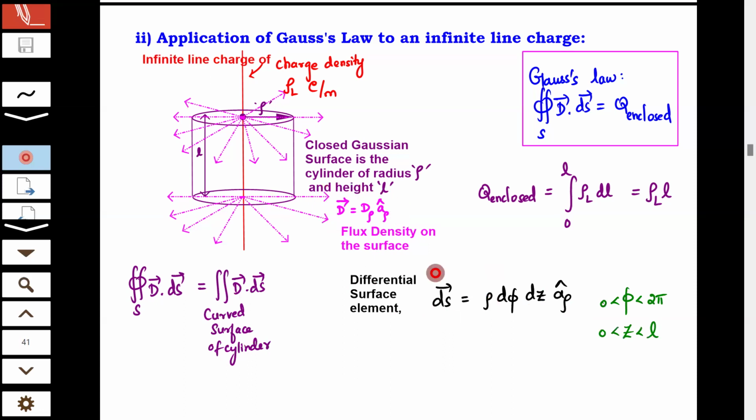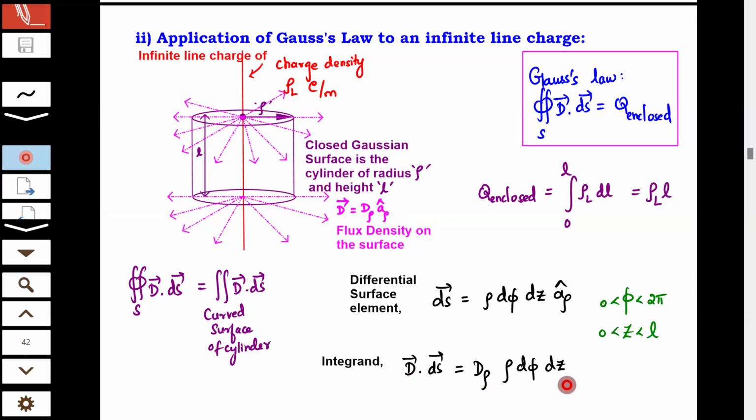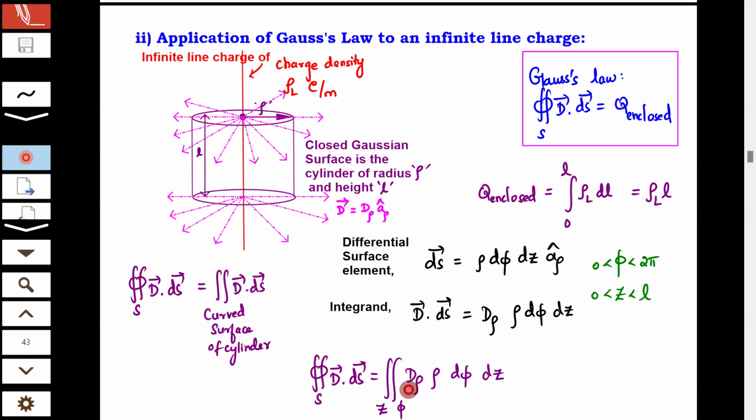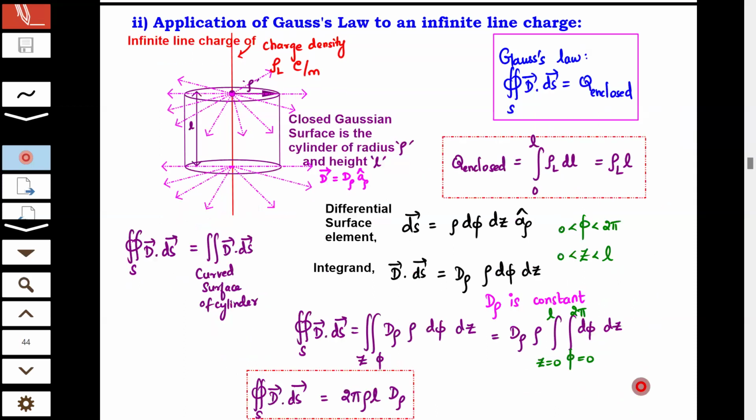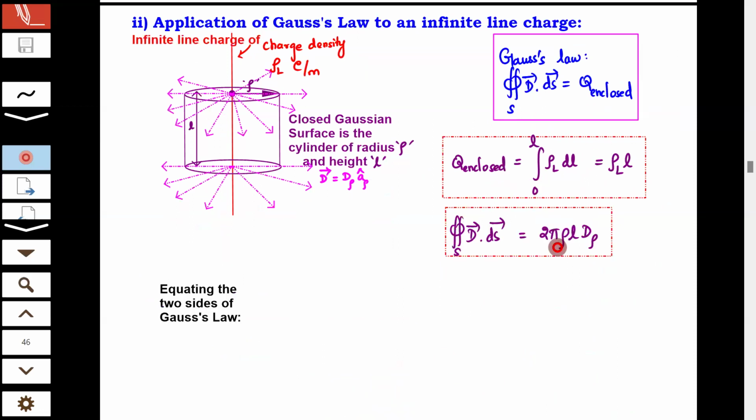Dot product of D and dS gives the integrand of the left-hand side, which is D rho d phi dz. Now this has to be integrated over the entire range of phi and z of this curved surface, which gives D as constant, and the integration is for phi and z, giving 2 pi rho L times D rho, and this 2 pi rho L is the curved surface area of this lateral side of the cylinder. Now this has to be equated to the charge enclosed, and thereby we'll get the unknown D on the surface of the cylinder.